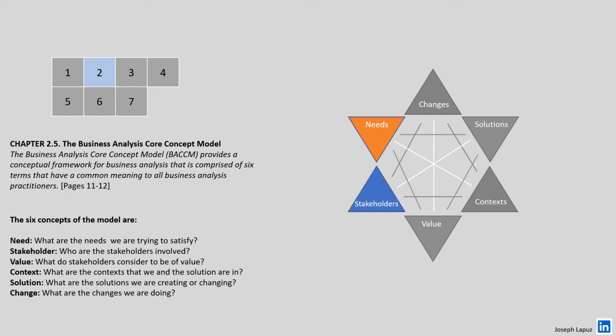2. Stakeholder. Who are the stakeholders involved? 3. Value. What do stakeholders consider to be of value? 4. Context. What are the contexts that we and the solution are in? 5. Solution. What are the solutions we are creating or changing? 6. Change. What are the changes we are doing? All these interact with each other during the course of the analysis.